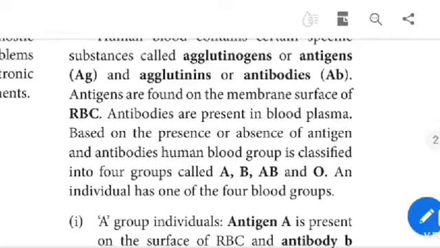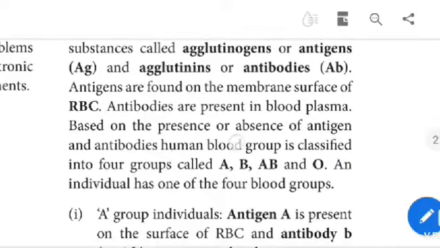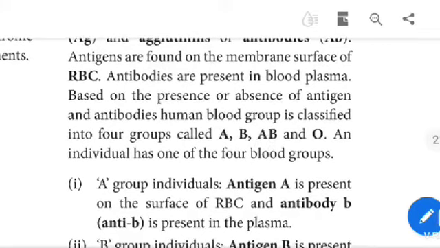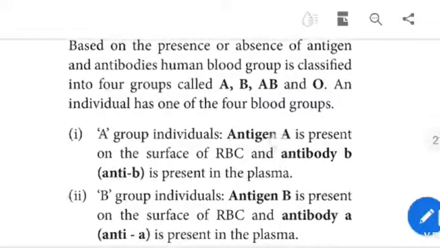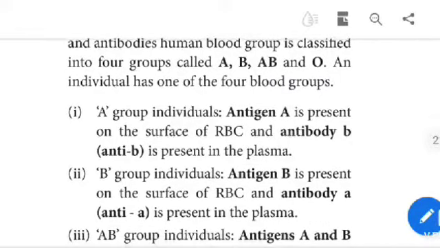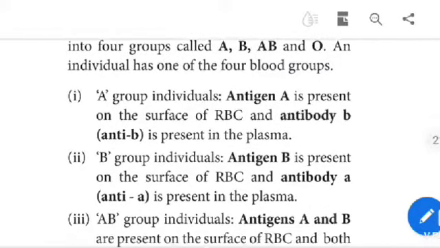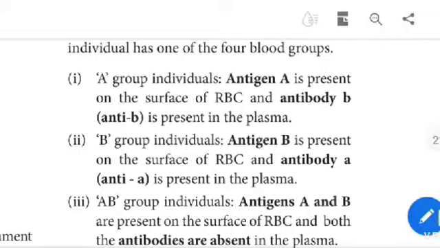Antigens are found on the membrane surface of RBC. Antibodies are present in the blood plasma. Based on the presence or absence of antigens and antibodies, human blood is classified into 4 groups called A, B, AB, and O. An individual has one of 4 blood groups.